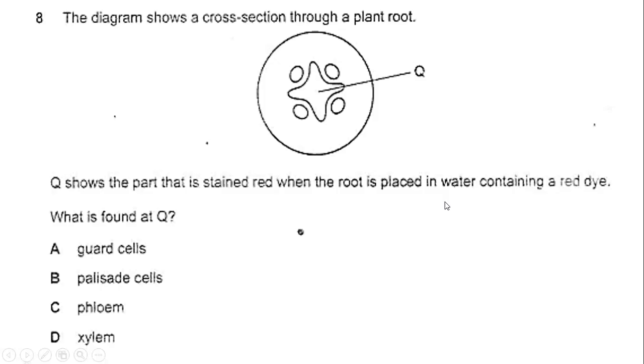The diagram shows a cross-section through the plant root. Q shows the part that is stained red when the root is placed in water containing red dye. So who absorbs the water? It is the xylem. So if the plant is placed in water that contains red dye, the xylem will be the first one to be stained red.